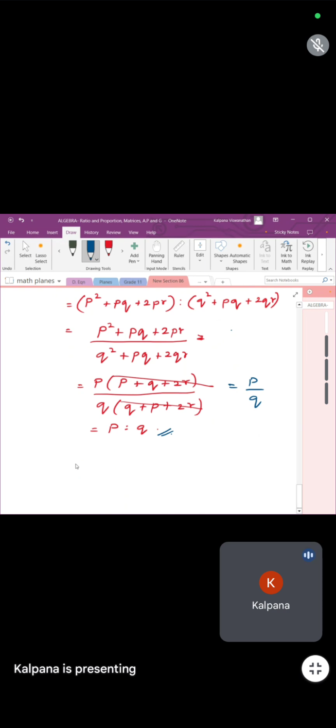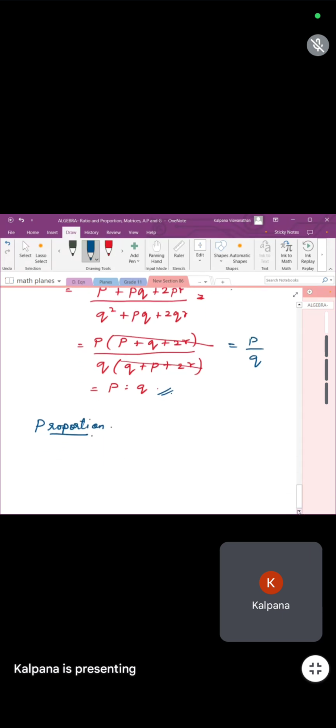Next is coming to proportion. What is proportion? Quick. Why is no one answering? Equality of two ratios. Okay, when we equate two ratios, we call it proportion. The equality of two ratios is called proportion.